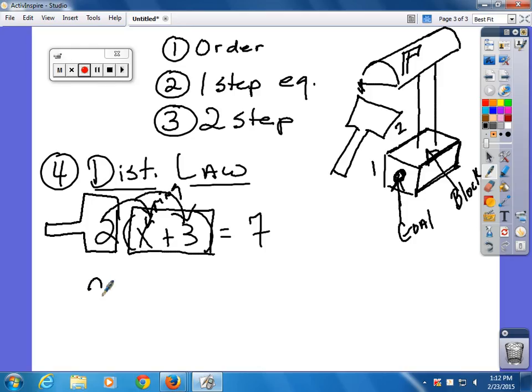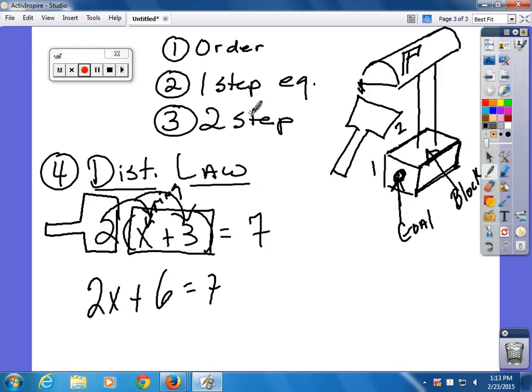And what's 2 times x? And what's 2 times 3? And there is your equation, and that's number 1, 2, and 3. This is right here, 1 and 2 right here. So distributive law is just a tool to get the first 2 type equations.